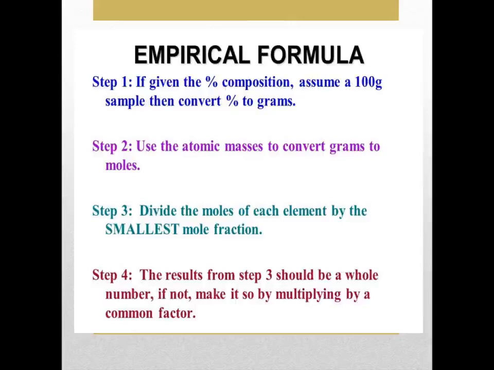Then what is the fourth step? If needed, the results from step 3 should be whole numbers. If they are not whole numbers, they may be converted into whole numbers by multiplying with a suitable smallest number.